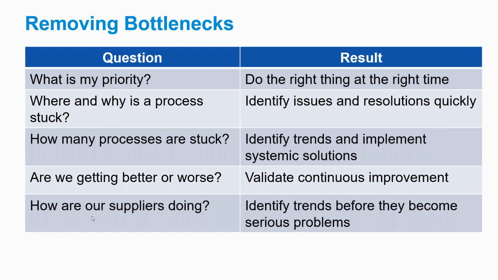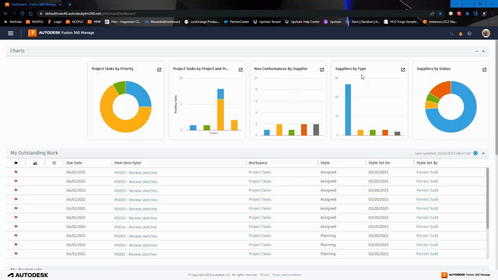And then when it comes to suppliers, how are suppliers doing? Identify trends before they become serious problems, right? Again, looking at a report like non-conformances by supplier, if we've got one supplier that's well above average and issues that they've had, okay, before this is at 2, before it gets to 10, maybe we should look at what they're doing in our relationship with them and make sure that we're doing everything we can to make sure they deliver on time and what we asked for.